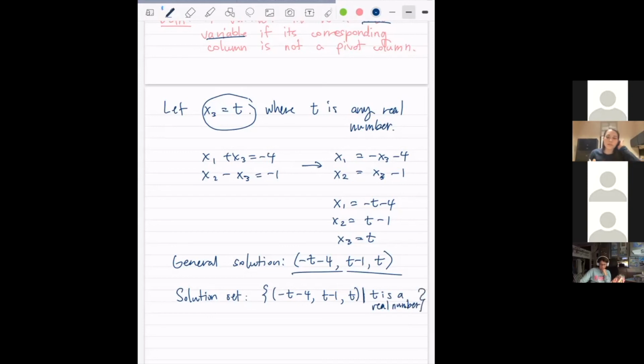Okay, I don't know how familiar you guys are with set notation. You may or may not be. Okay, we did make it to solutions, so that's good.